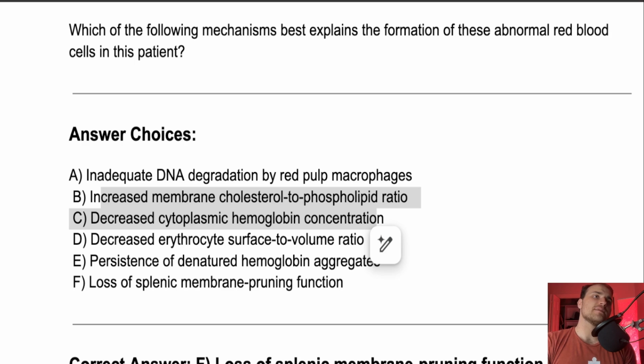And so the mechanism is failure of the splenic membrane pruning, too much of the surface and target cells, right? If a patient has no spleen or had a splenectomy, then you get the loss of that pruning, and then liver disease, like high bilirubin and cholestasis, will increase the cholesterol to phospholipid ratio. And so basically target cells, too much membrane. That's pretty much all you need to know.